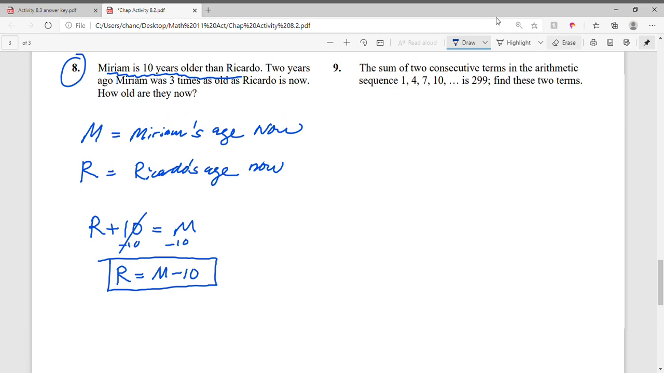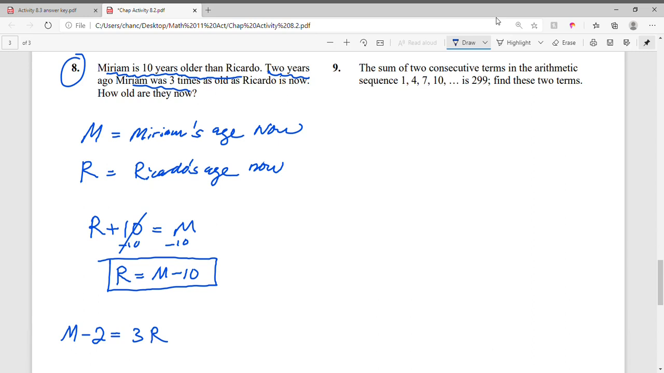Now let's look into details. 2 years ago, Miriam was 3 times as old as Ricardo is now. So 2 years ago would be Miriam's age minus 2. That's going to be equal to 3 times Ricardo's age now. So that's our equation that we can set up here.